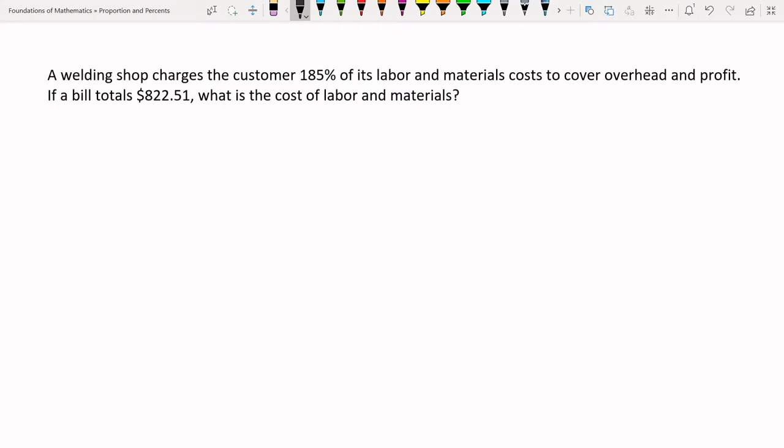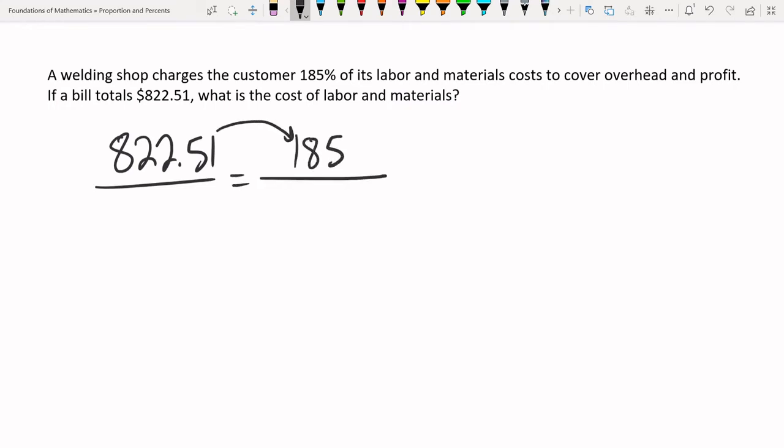So 822.51 is going to be our part because it's bigger than 100. And we know that goes to 185%, right? These two things are the same amount, just one's a percentage, one's a dollar amount. This, of course, is over 100. And we're trying to figure out what is the actual cost, which is going to be a smaller number than 822.51. So as 185 goes down to 100, this goes down here, 822 will go down to a smaller amount, which will be our actual costs of labor and materials.